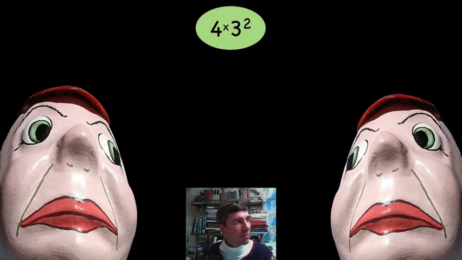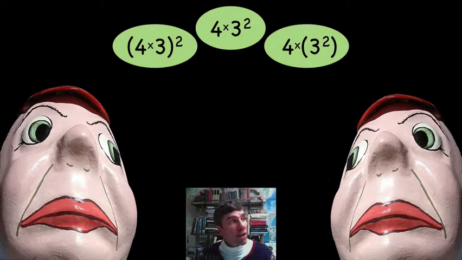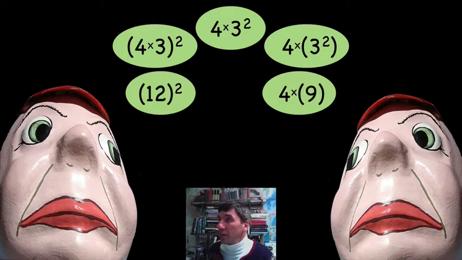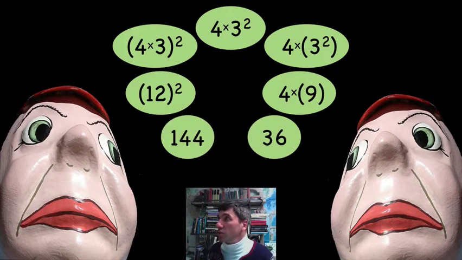Another example, 4 times 3 squared. Is that equal to (4 times 3) squared, or is it equal to 4 times (3 squared)? Well, the standard way is to do the exponent first and then do the multiplication. So 36 is the standard answer for this.